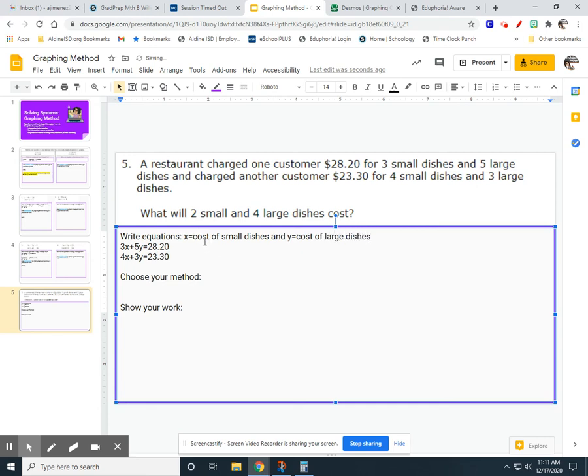Alright, and that was the y. Okay, so this is up to you. Which method do you want to do? Do you want to do substitution? Do you want to do elimination? Do you want to graph? Totally up to you. You need to show your work if you're going to do that.